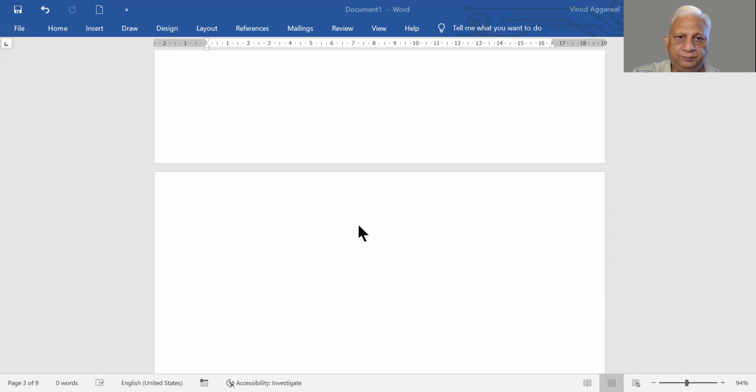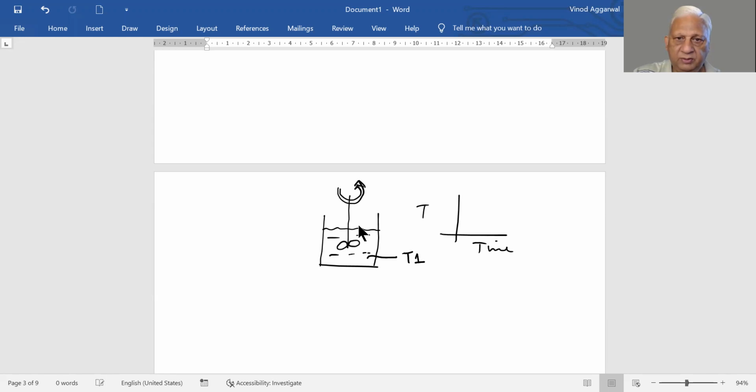If you take a vessel, put a churner into it, and rotate it vigorously, let's say this contains some water. Initially, the temperature is T1. You keep on rotating with this stirrer. What do you expect? If you plot time versus temperature, the temperature slowly rises.